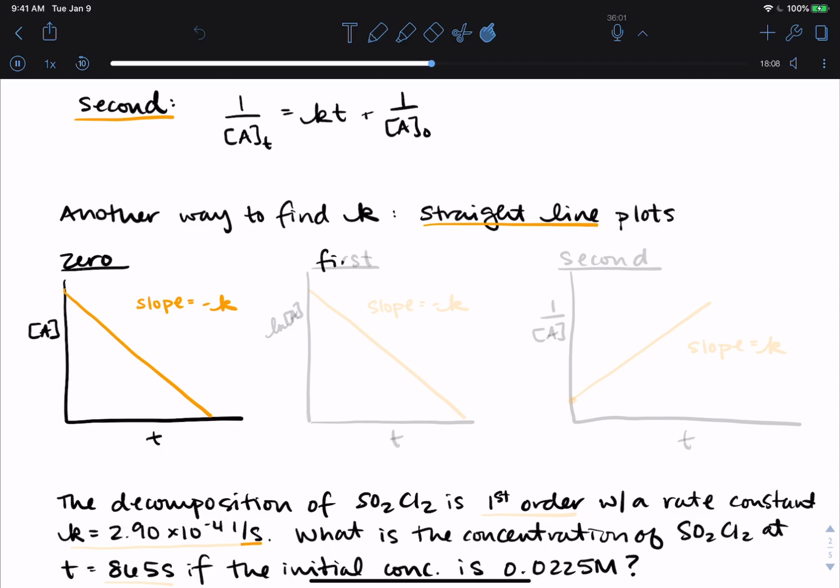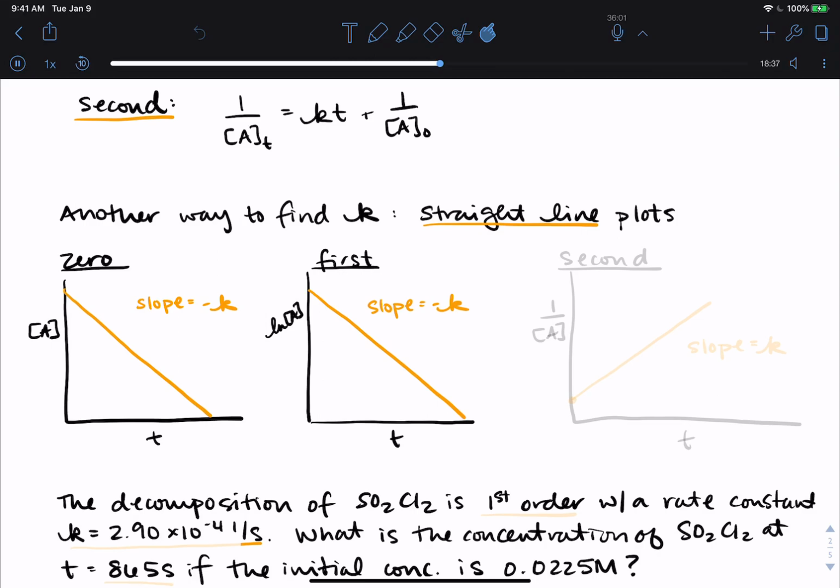For first order, if we plot the natural log of the concentration of A versus time, this will be a straight line. And again, the slope here is negative K.